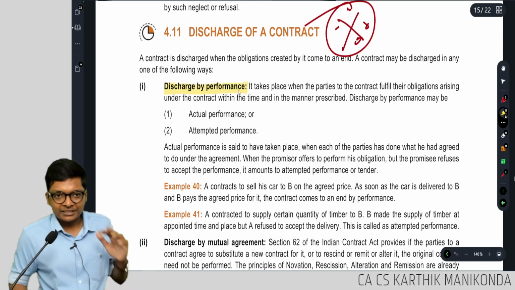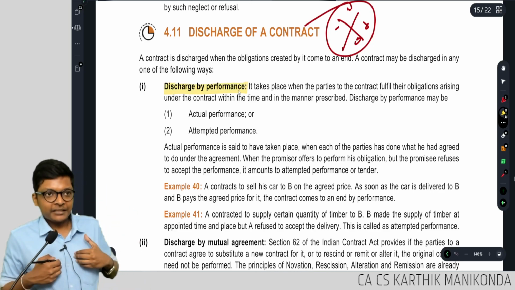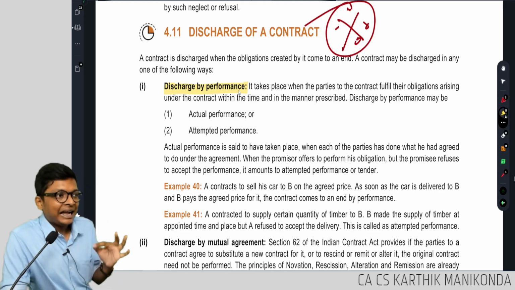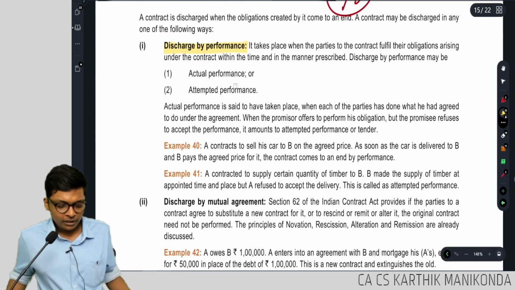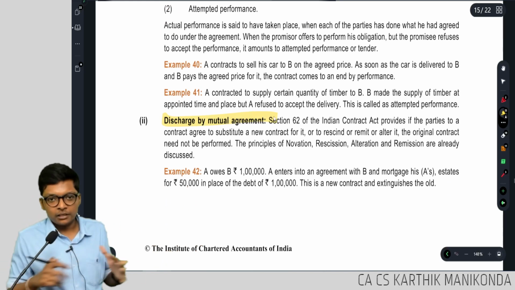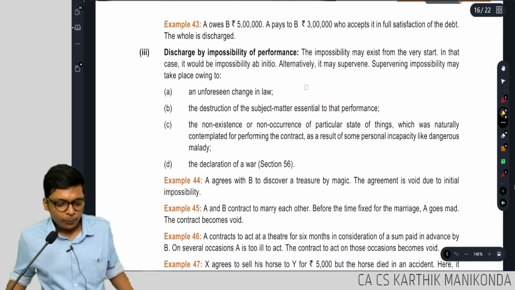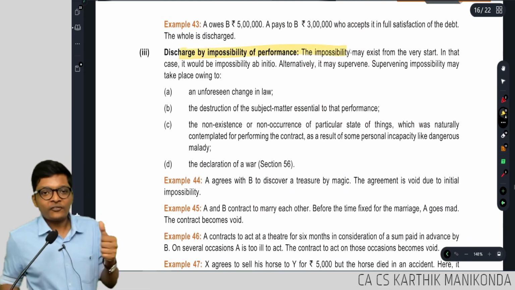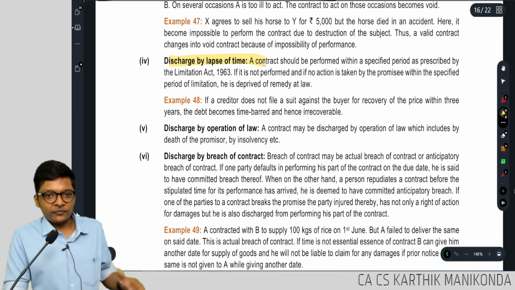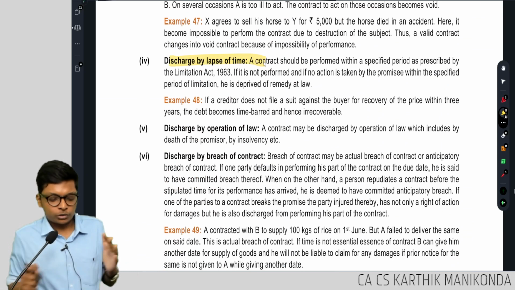Discharge by performance. I have completed the work. See, when the work is completed, the contract comes to an end. So actual performance or attempted performance, the work gets over. Discharge by mutual agreement. Both of us agreed for the end. Then the other points are what you know. Impossibility of performance makes it void. Discharge by lapse of time. Time is specified for the contract, it's over.